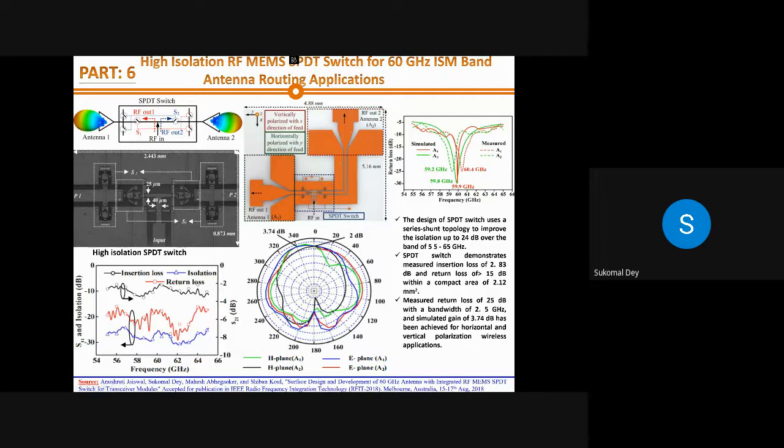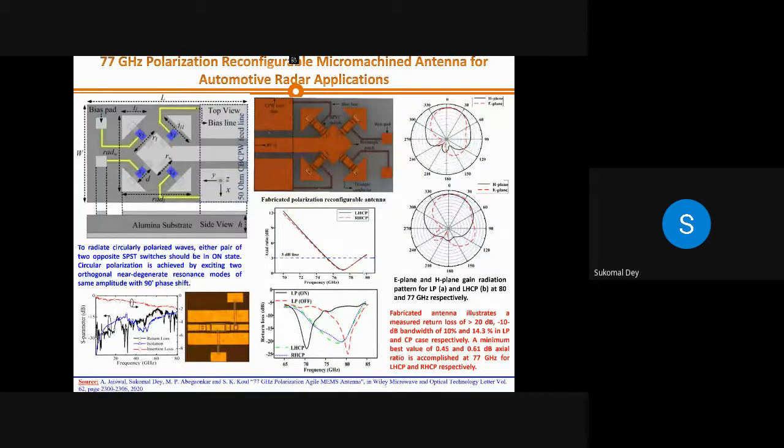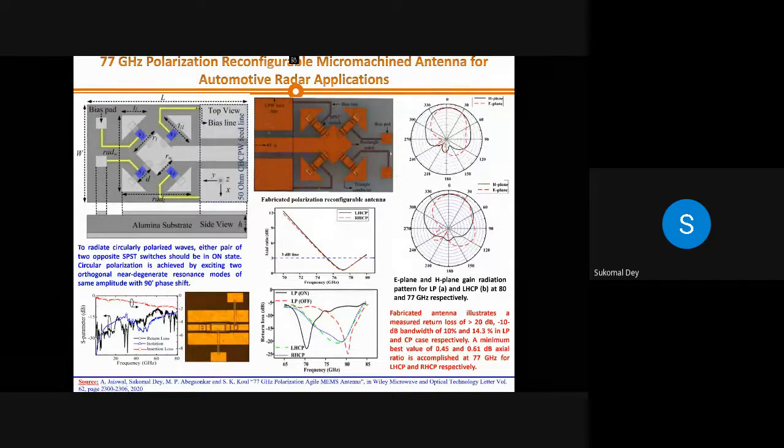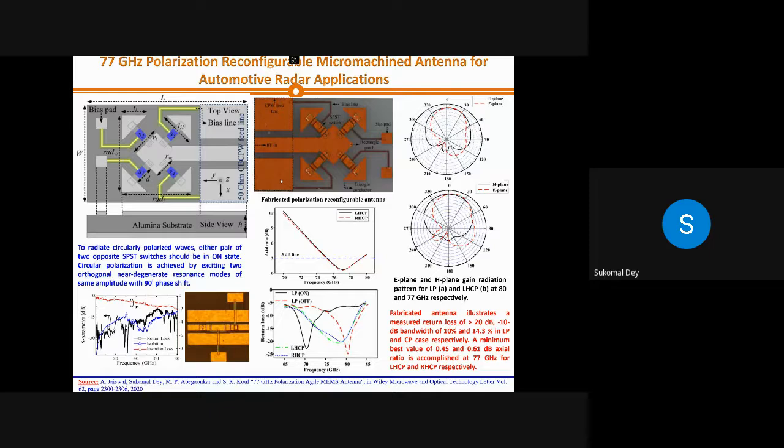It is quite good. The next antenna was designed at 77 gigahertz for automotive radar applications, because 60 gigahertz is generally used for short distance, secure communications, while 77 gigahertz is very widely used for automotive radar applications. Here we are doing a reconfigurable antenna. Reconfiguration in antennas can be in terms of frequency, pattern, or polarization, so there are different ways you can reconfigure an antenna. Here we have made it polarization reconfigurable.